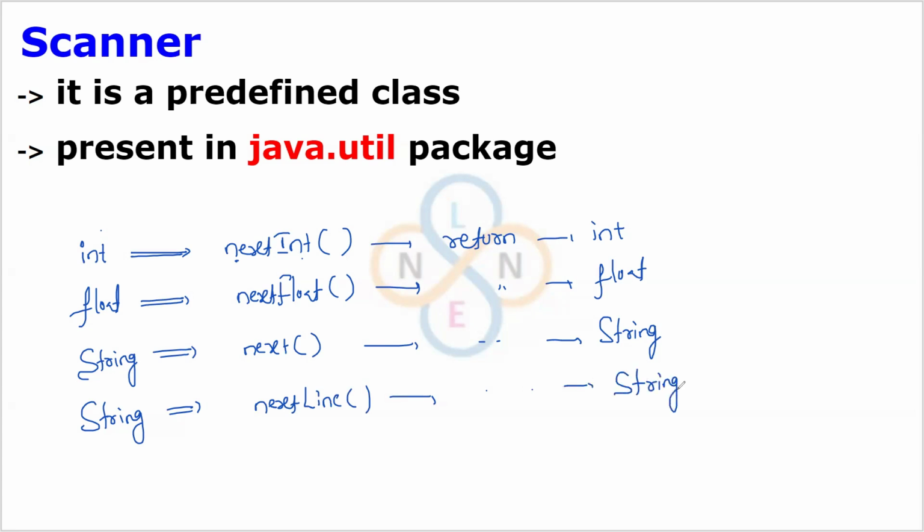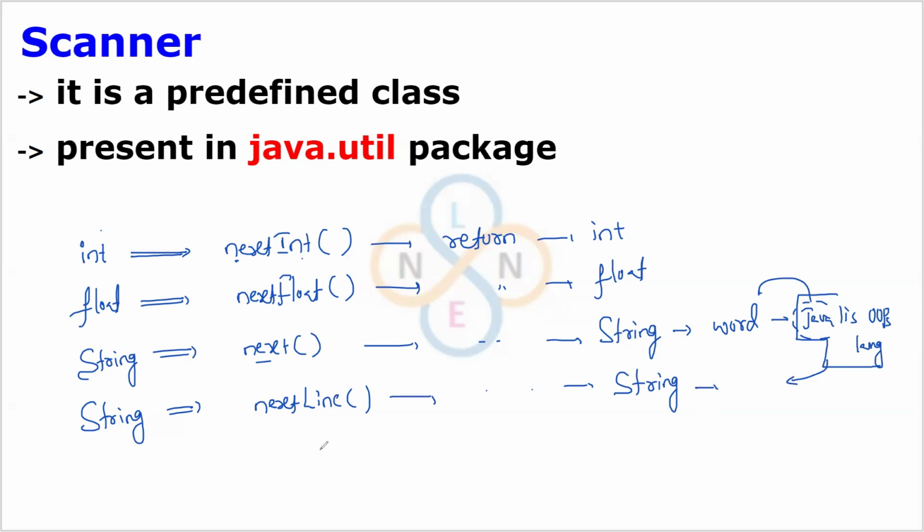What is the difference here? The next method will read only a string in terms of a single word. For example, Java is an OOPs language. This is the input that we are giving, let us assume. Then what will the next method read? Only the first word. This will read only Java. But what will nextLine read? This will read the entire line. That's the difference.